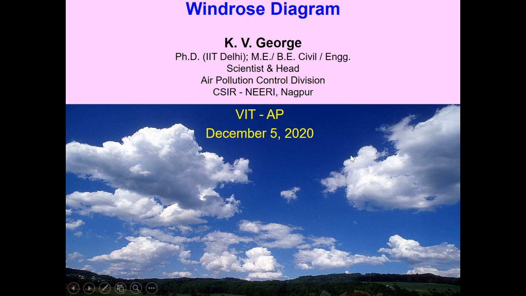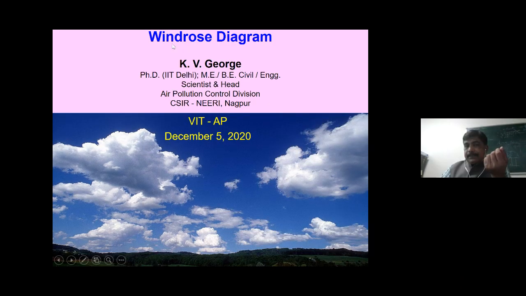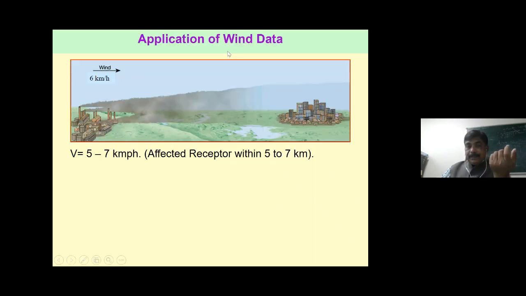So, my first topic today is the windrose diagram. Please mind the word: wind plus rose. A rose has different petals, and from there this word has come. Why do we need to study this? Here you can see a residential area on the right side and an industrial region on the left side.